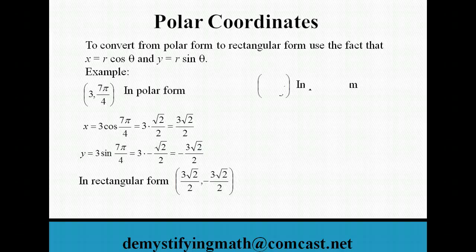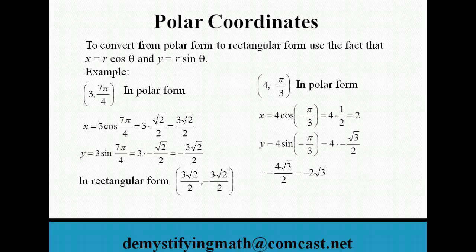Okay, so let's look at one more. We have (4, negative pi over 3). And we're going to plug into r cosine theta for the x coordinate. And the cosine of negative pi over 3 is 1/2. And the sine of negative pi over 3 is going to give us negative square root of 3 over 2, times 4, or simplified to negative 2 square roots of 3. So we have another coordinate in quadrant 4. So we have (2, negative 2 square roots of 3).